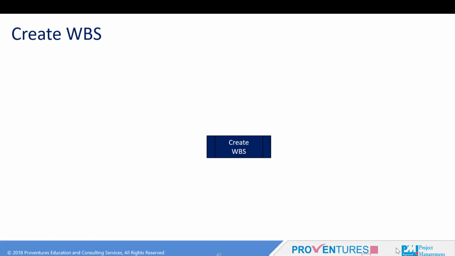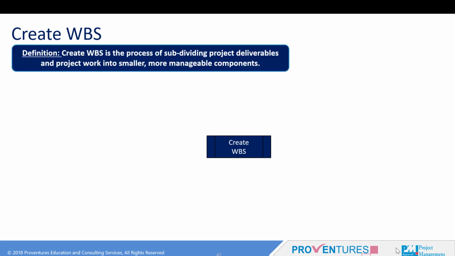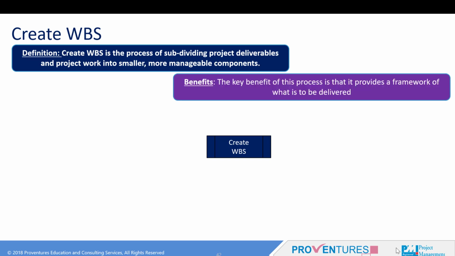Let's begin. Create WBS is an important process as part of project scope management. It is the process of subdividing project deliverables and project work into smaller, more manageable components. Basically, it forms the framework of what has to be delivered as part of the project. We can say this is the heart of the project management plan.